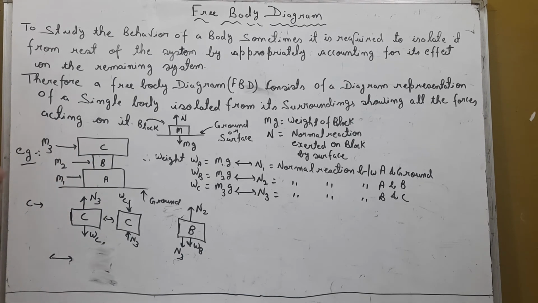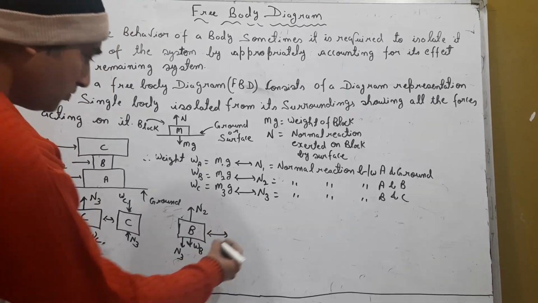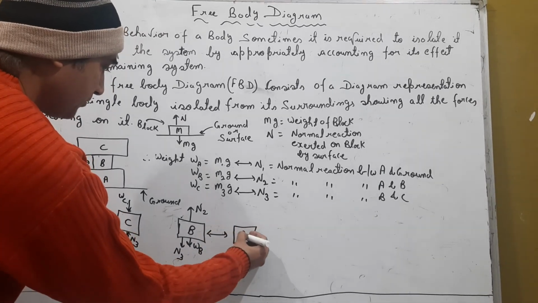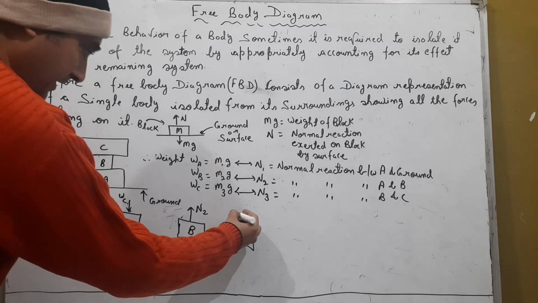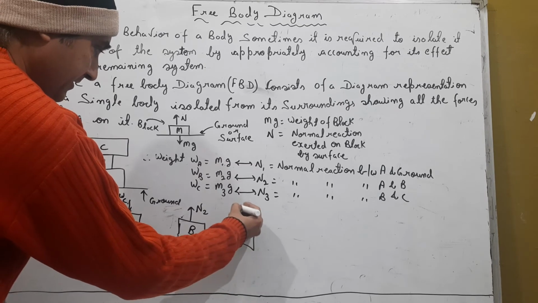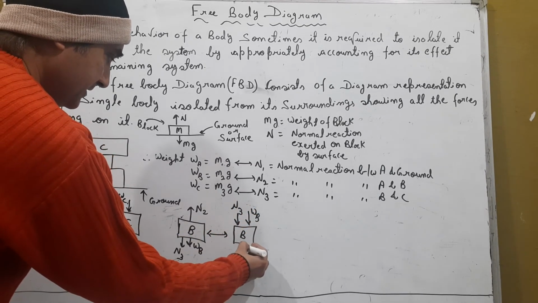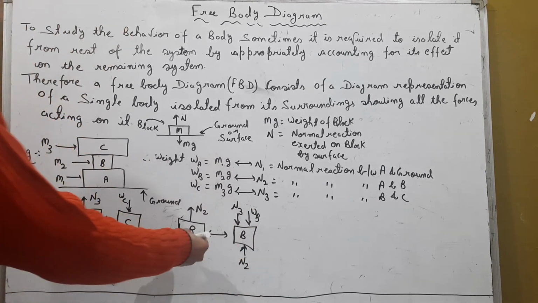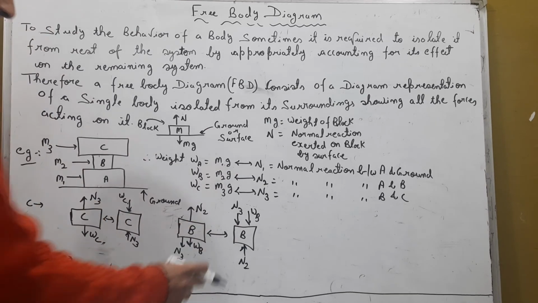If we want to write it, it can be similar to this. This is block B, and this is N3, this is WB, and this is N2. So both representations indicate the same thing.